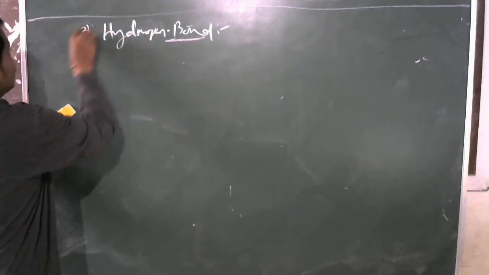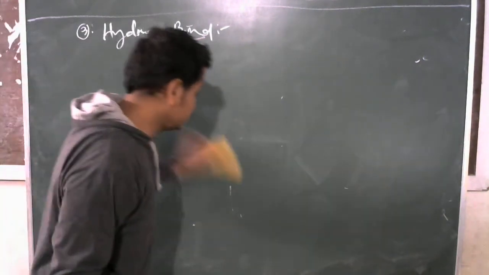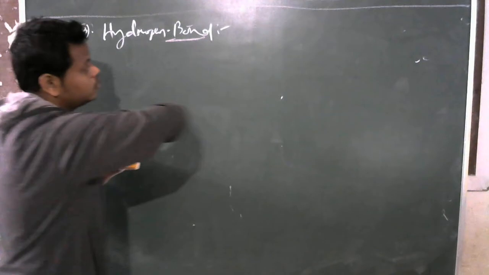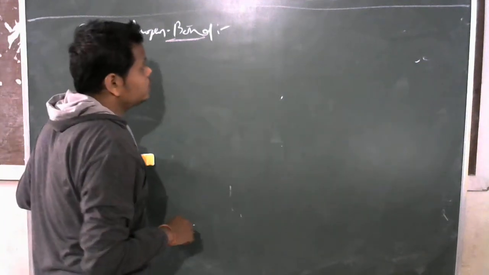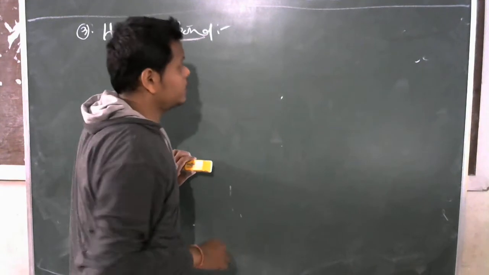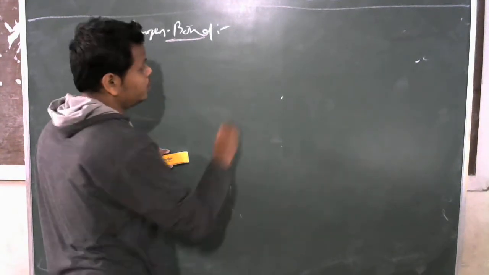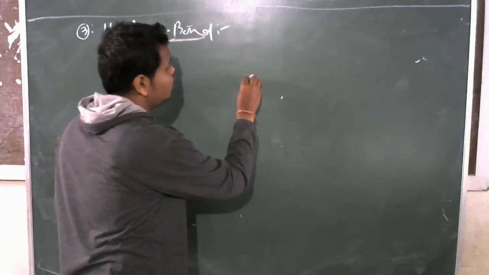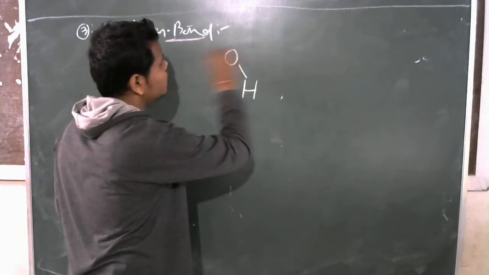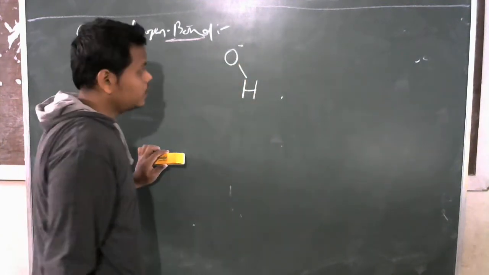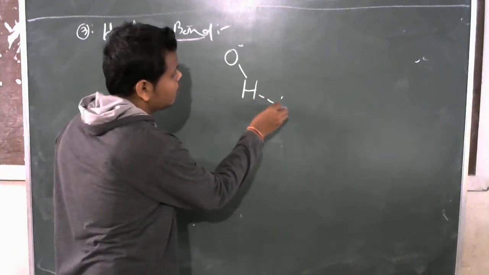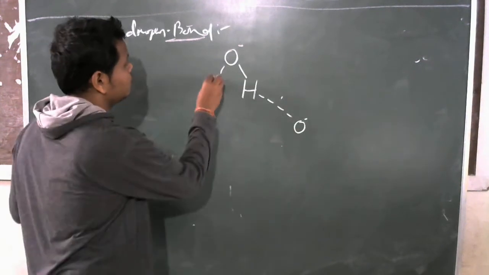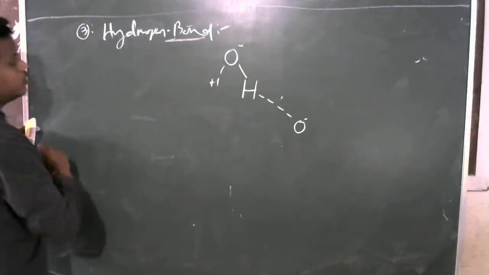Okay, the third one is hydrogen bond. What is hydrogen bond? It is a little bit complicated. Try to understand. Hydrogen bond is an electrostatic force of attraction which exists between a hydrogen atom which is covalently bonded to an electronegative atom, and another electronegative atom. Okay, try to understand what is hydrogen bond.